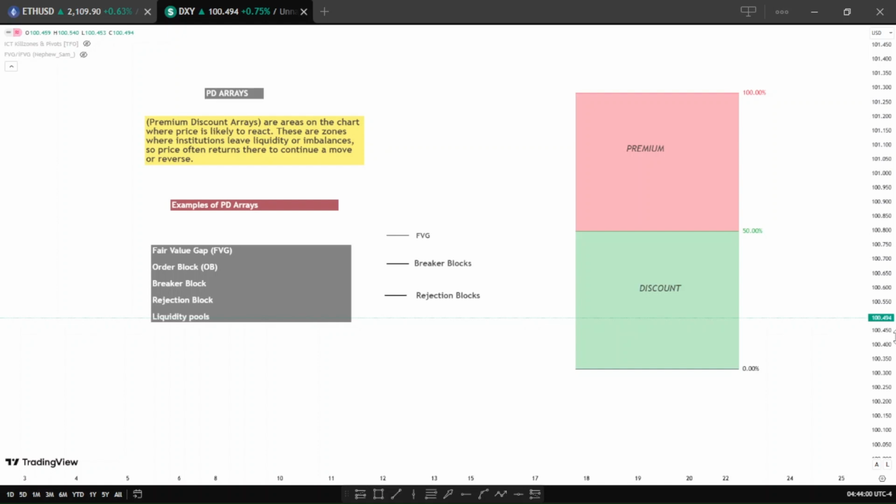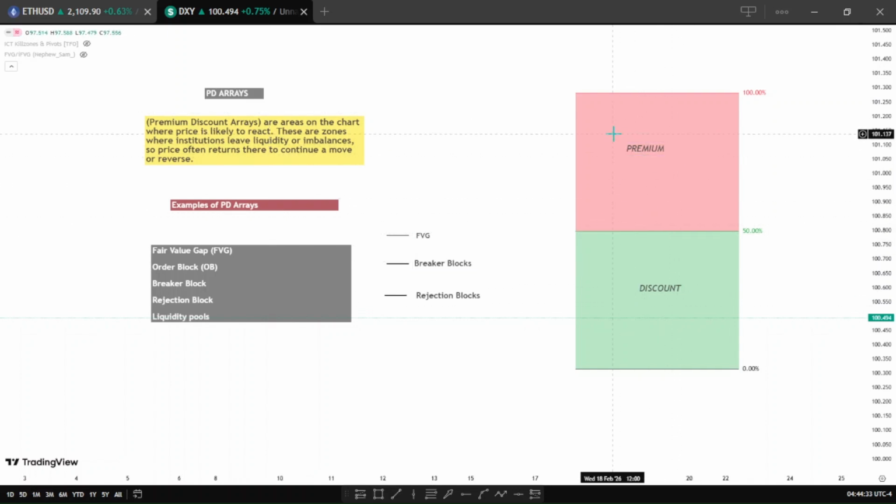So, what are PDRAs? Here's a little example that I made, a definition and some examples of what PDRAs are. Then I'm going to take you through real chart examples of some of the PDRAs. So, the definition of PDRAs: PDRAs are premium discount arrays. They are areas on the chart where price is likely to react. So, just think about it as premium and discount.